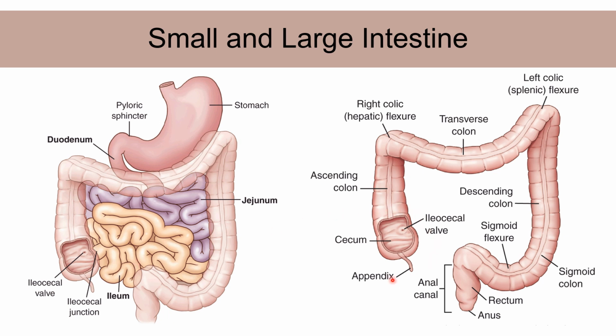Then we have our large intestine, which we also call the colon, and each piece also has its own name. So here we have the cecum. That's where the large intestine connects to the small intestine or ileum. So we have our cecum, we have our ascending colon, our transverse colon, our descending colon, our sigmoid colon, our rectum, and then the anus. And again, the colon absorbs most of the water and fluid and electrolytes.